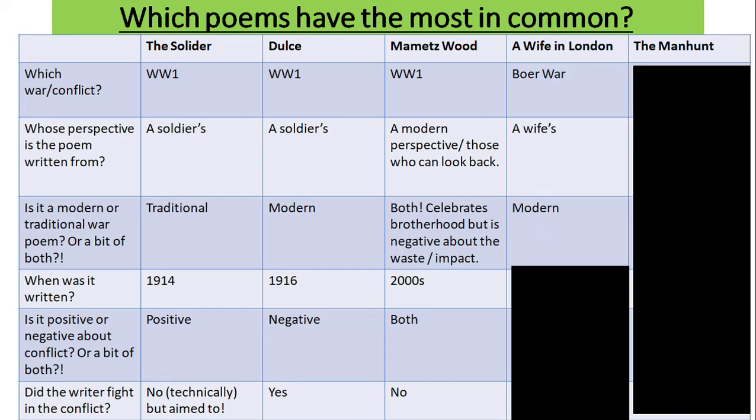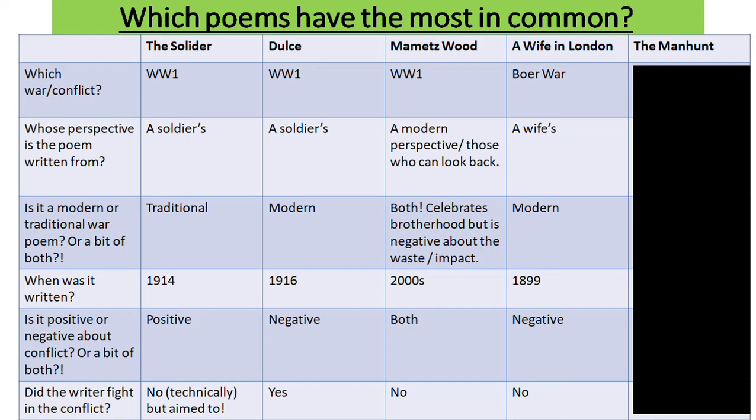A Wife in London. This was the Boer War, which was fought in South Africa. We're now looking at a wife's perspective, so that it's different to the others so far. It's definitely a modern war poem, but remember that Hardy was writing in 1899, so it's actually the oldest poem. Even though he was writing during the time of traditional war poetry, he was a bit of a rebel. He said, you know what, I'm not going to write a positive patriotic war poem. I'm going to write a realistic war poem that exposes what we lose from war. So he's definitely modern. He's definitely negative about the war, and he didn't fight in the conflict either. He was still at home.